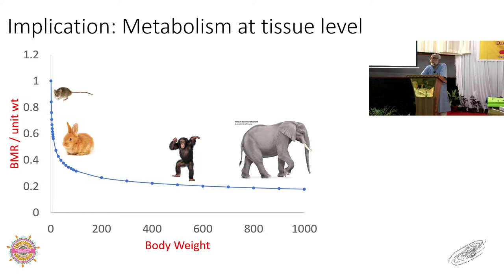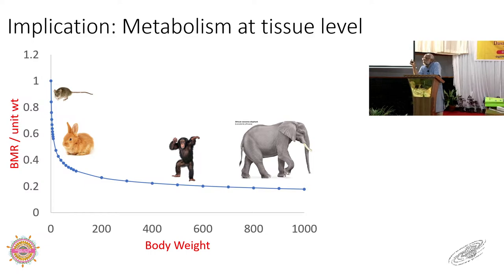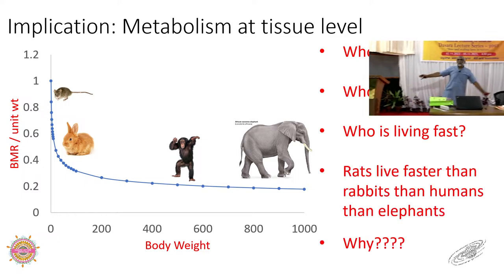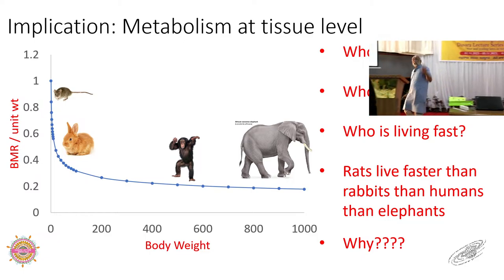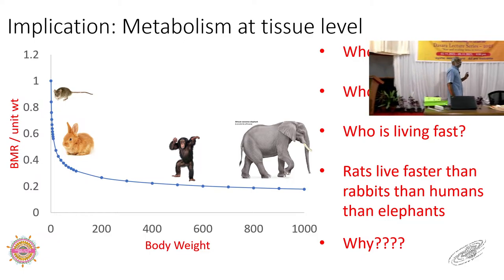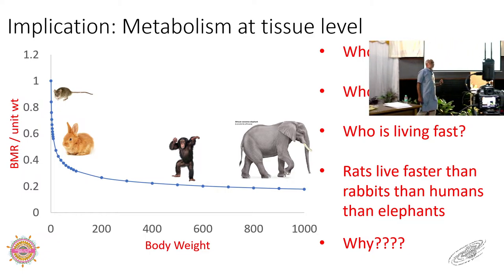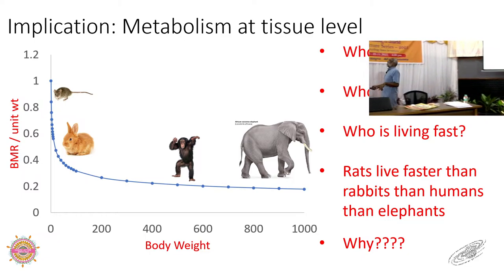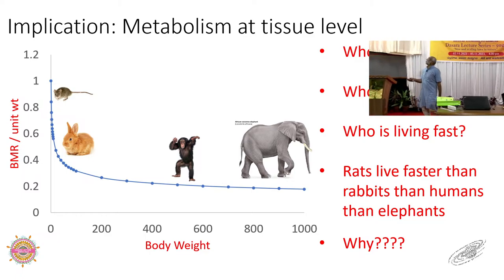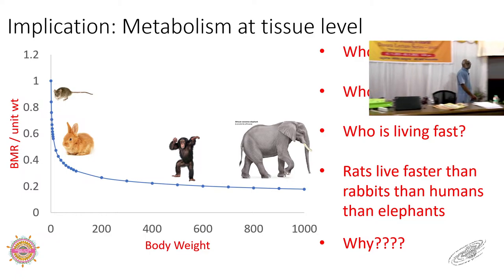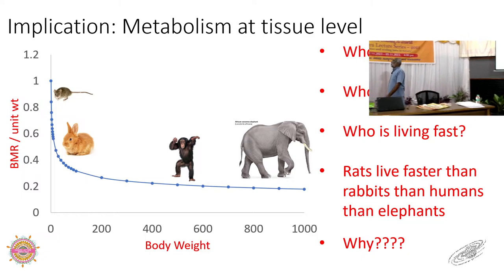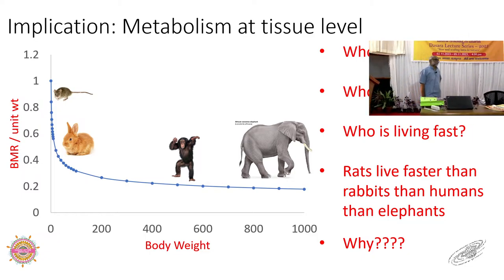So let me ask you the question. Who is burning more per every unit of gram? Rats or elephants? I want everyone to answer. Rats, very good. Rats are burning more energy for every tissue. So who is more efficient, elephant or rat? Elephant? Okay. Obviously, elephants are more efficient. Who is burning more per unit of tissue? And so who is more active? Very good. And so who is living faster? Rats. And because they live faster, rats die faster also.